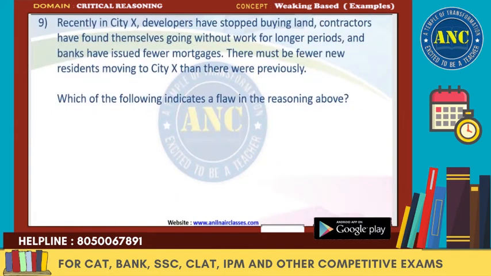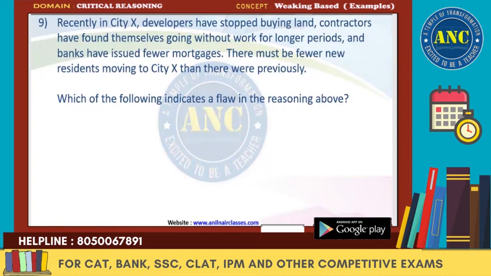Recently in City X, developers have stopped buying land. Contractors have found themselves going without work for longer periods, and banks have issued fewer mortgages. There must be fewer new residents moving to City X than there were previously. Which of the following indicates a flaw in the reasoning above?